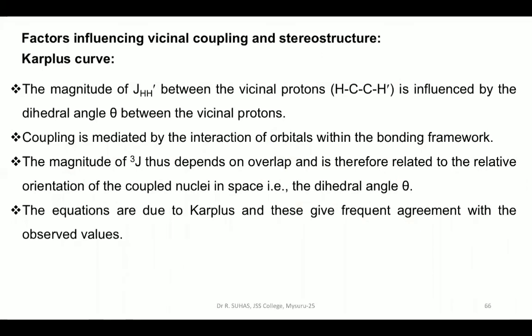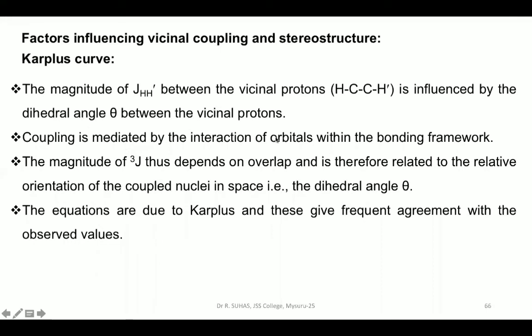We are encountering a new word, dihedral angle. What is that? How to define dihedral angle? It is the angle subtended between two planes. We will see when we go to the graphical representation. But we will now see the magnitude of JHH dash between vicinal protons. The Karplus curve is always for the vicinal protons. It is mainly influenced by the dihedral angle theta between the vicinal protons. That means these protons are present in different planes, so that angle is represented by theta. Theta is nothing but the dihedral angle.